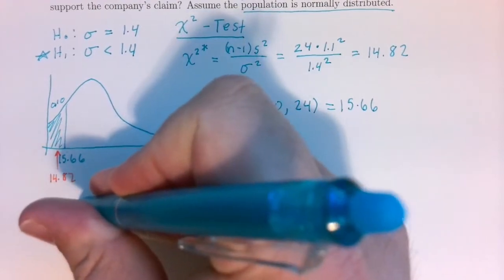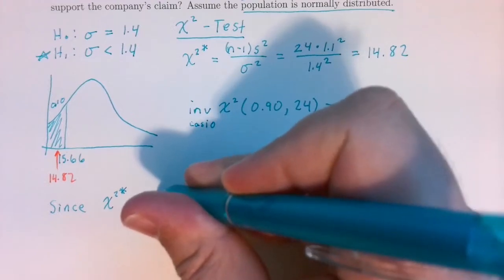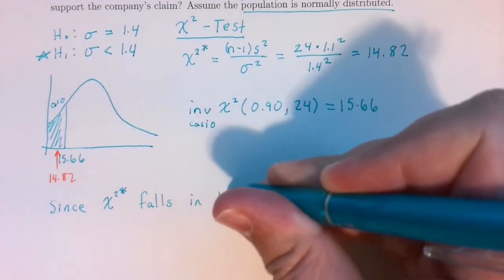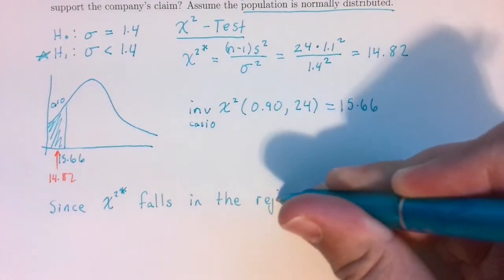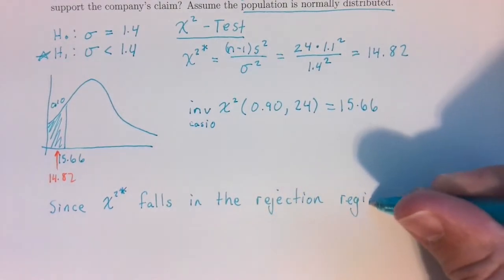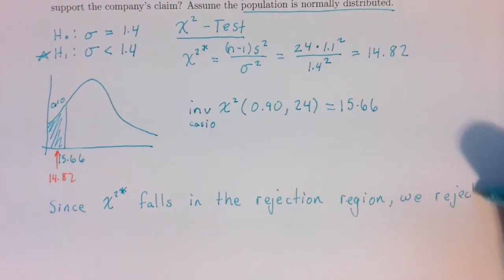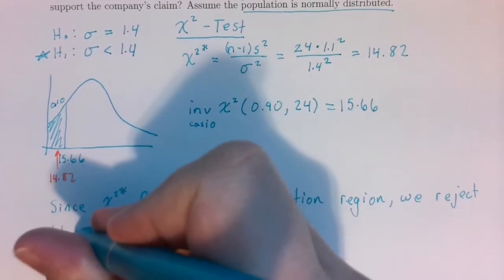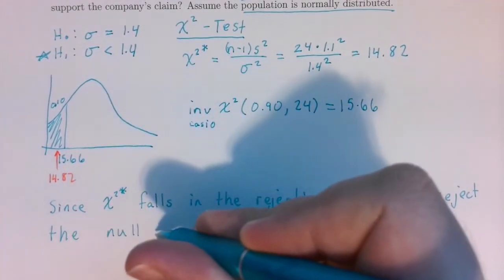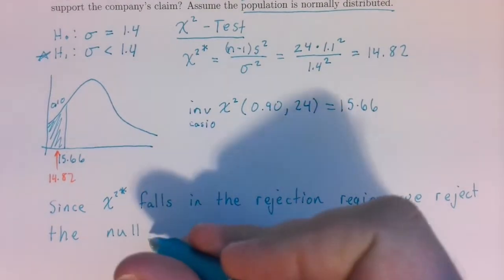Since chi-squared star falls in the rejection region, we reject the null. Since we rejected the null, that means we support the alternative. And since the alternative was our claim, that's why we're going to support our claim.